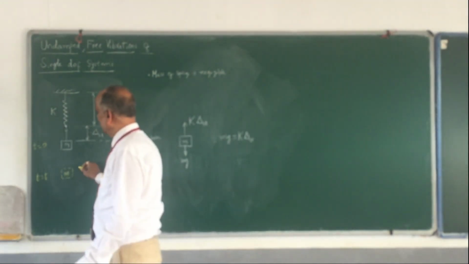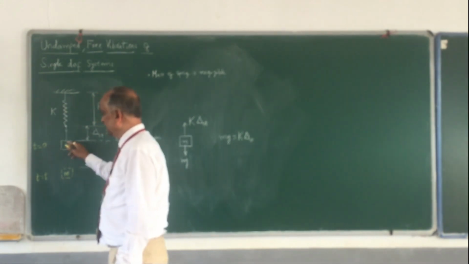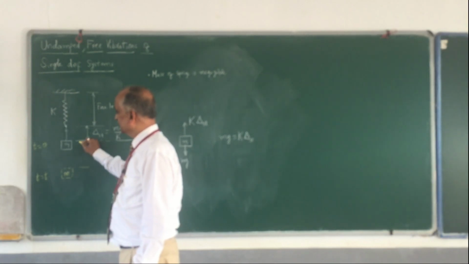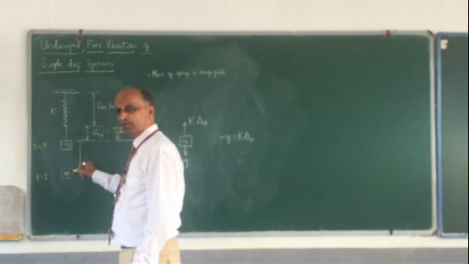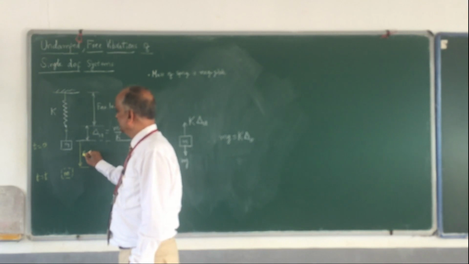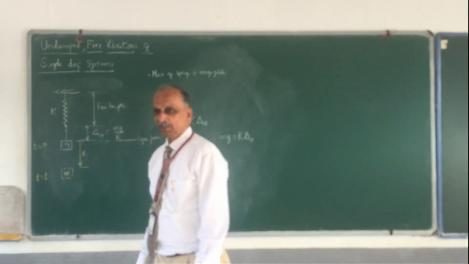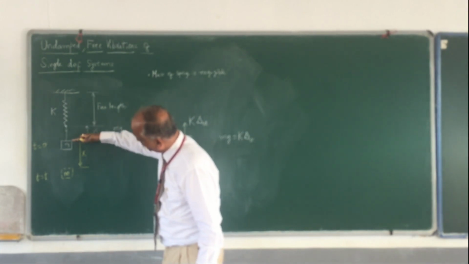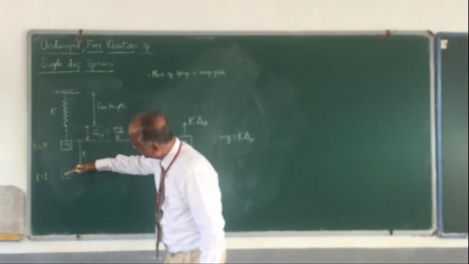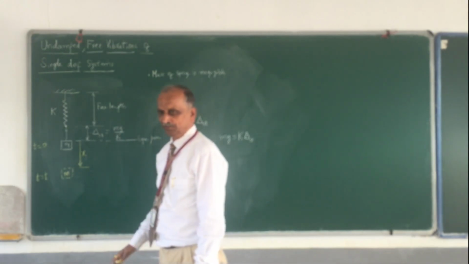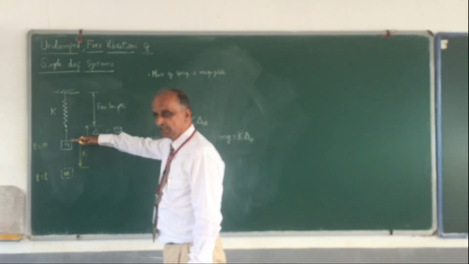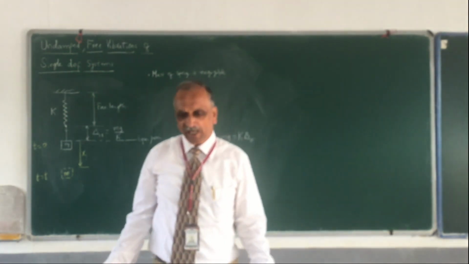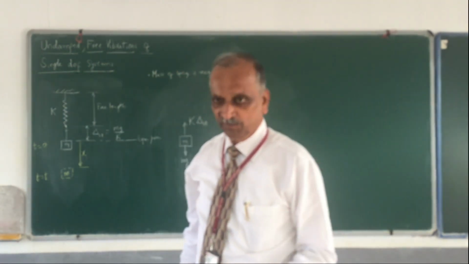With respect to the equilibrium position, where is the mass? The mass is here. So what is this distance? This is called displacement. I shall assume that any displacement with respect to the equilibrium position, if it is in the downward direction, I call it positive. If the mass is somewhere upwards, then I call that displacement negative.